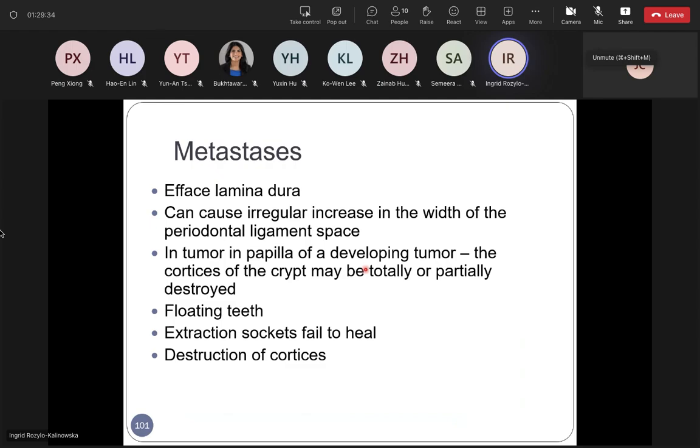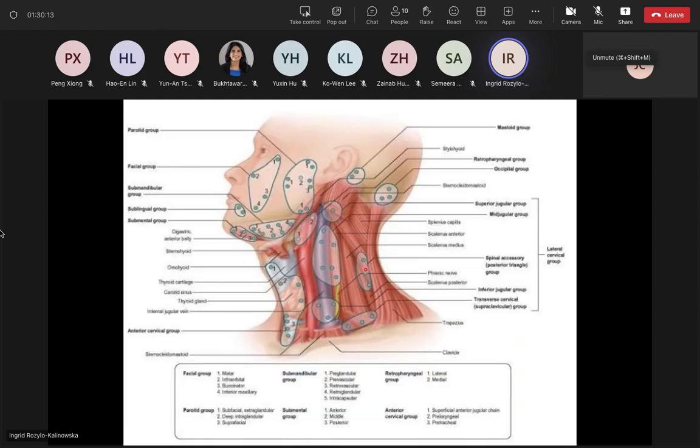They can cause an irregular increase in the width of the periodontal ligament space. If they affect the papilla of a developing tooth, then the cortices of the crypt may be completely effaced. And there's also this appearance of teeth floating in space. Extraction sockets fail to heal, and there's also destruction of the outer cortex. So metastasis can be found also in the lymph nodes.